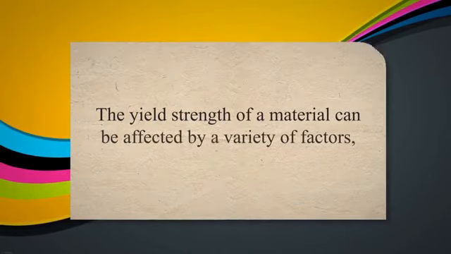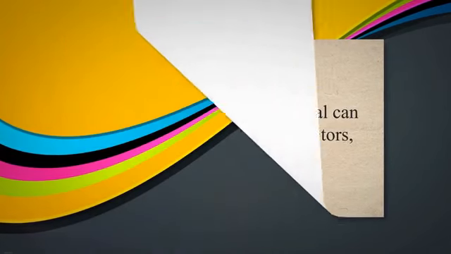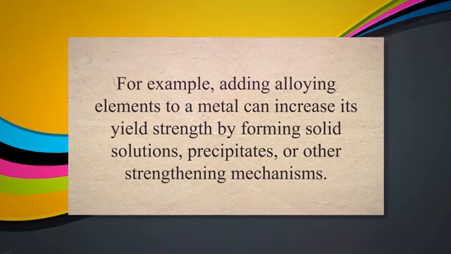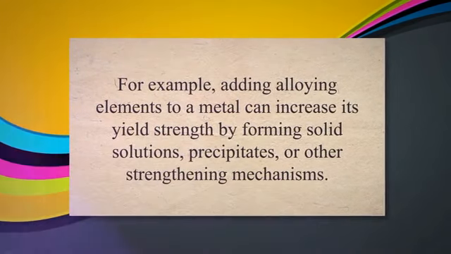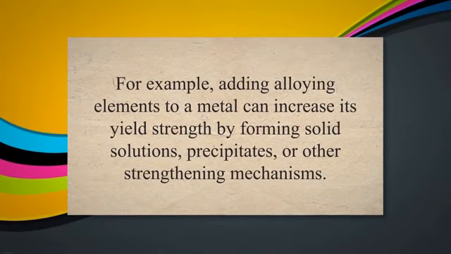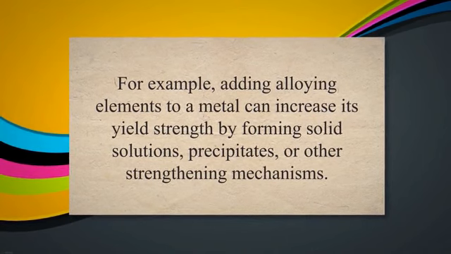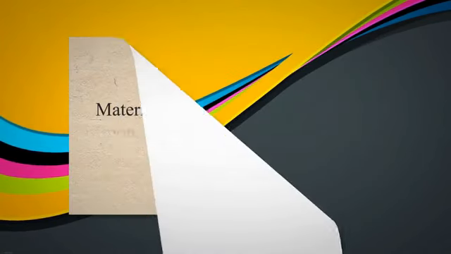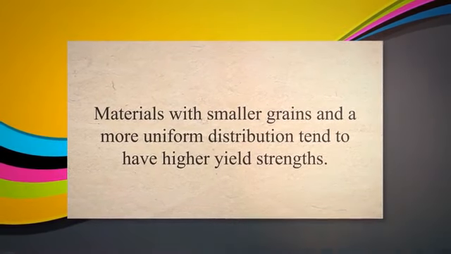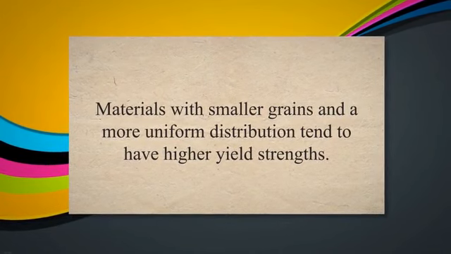The yield strength of a material can be affected by a variety of factors, including composition. The chemical composition of the material can affect its yield strength. For example, adding alloying elements to a metal can increase its yield strength by forming solid solutions, precipitates, or other strengthening mechanisms. Microstructure. The microstructure of the material, including its grain size, shape, and distribution, can affect its yield strength.